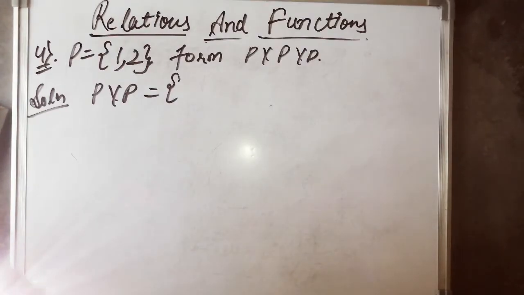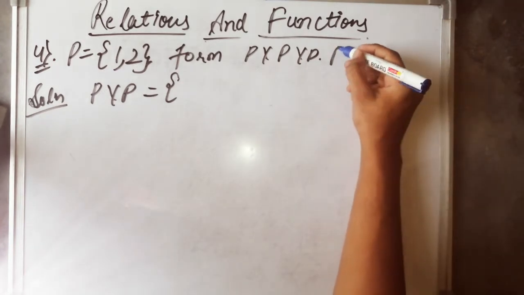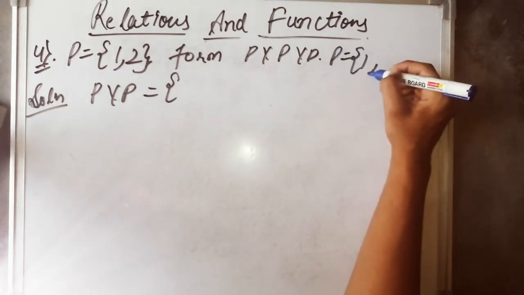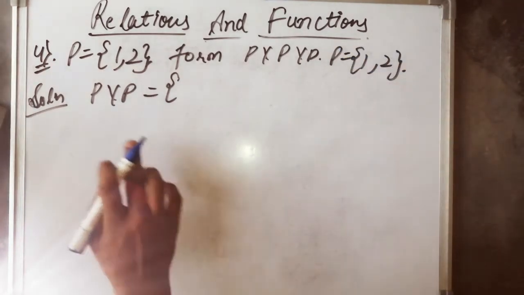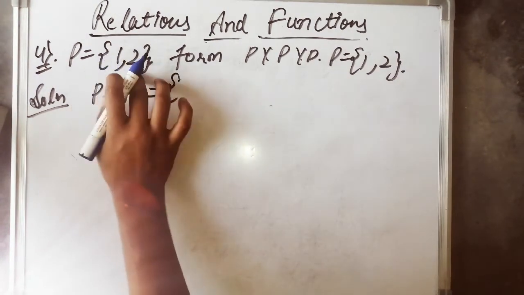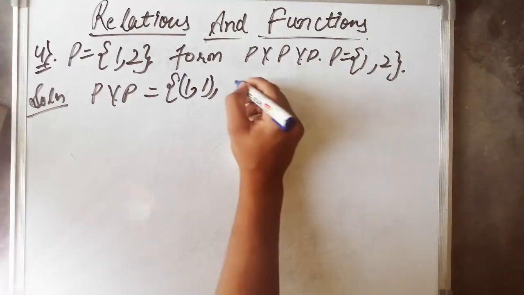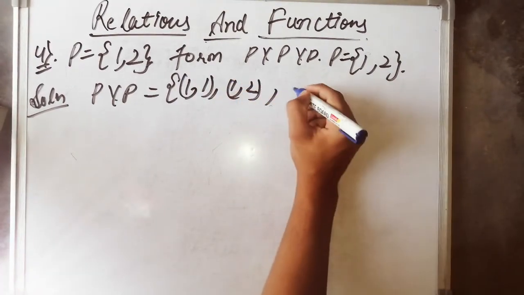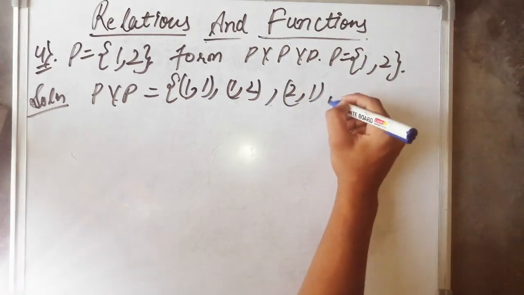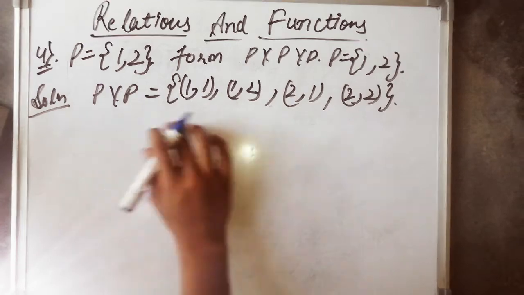Students, if you have confusion, write down the P cross P set twice, okay? I'm writing here also {1, 2}. Okay, now we need to find out P cross P, which is {1, 2} cross {1, 2}: (1,1), (1,2), (2,1) and (2,2). Okay, this is P cross P.